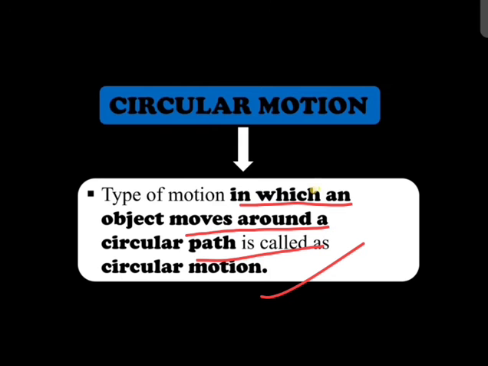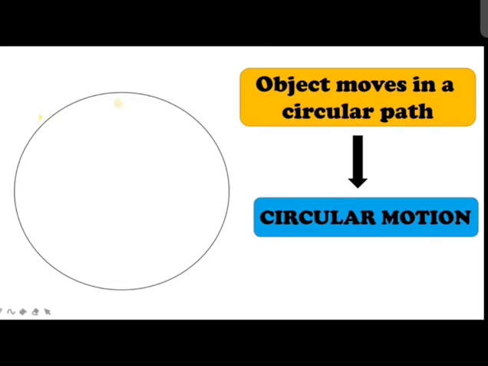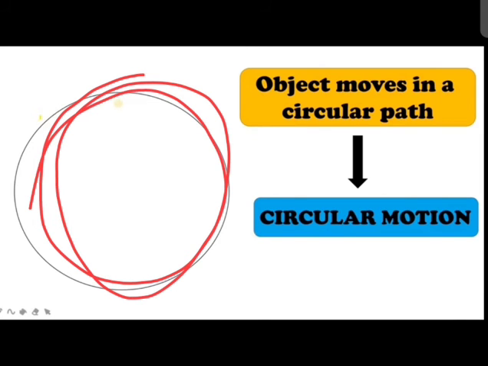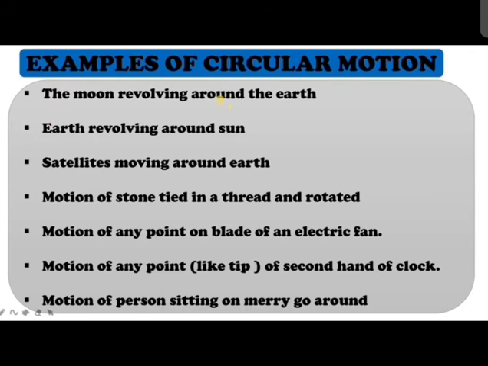So any object which moves in a circular path always has circular motion, and we have so many examples of circular motion. First is the moon revolving around the earth, which has circular motion. Earth revolving around the sun also has circular motion. Satellites moving around earth also have circular motion.